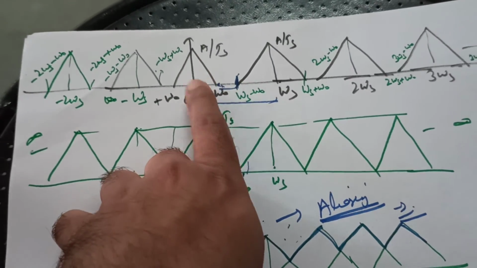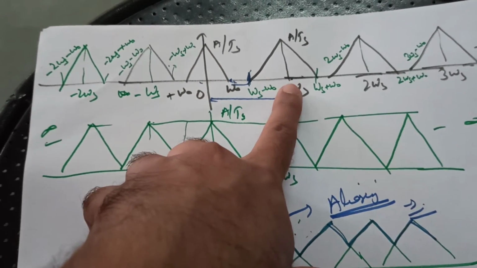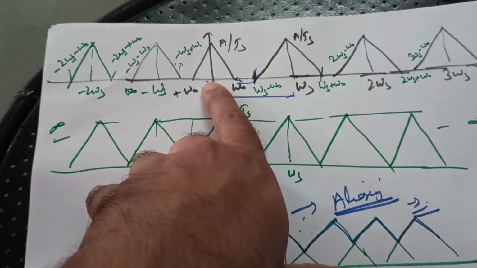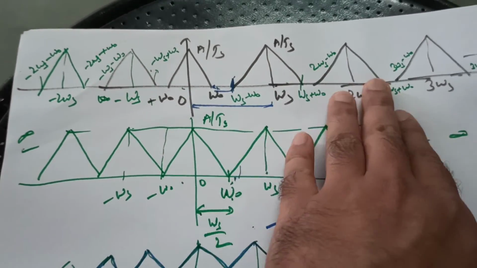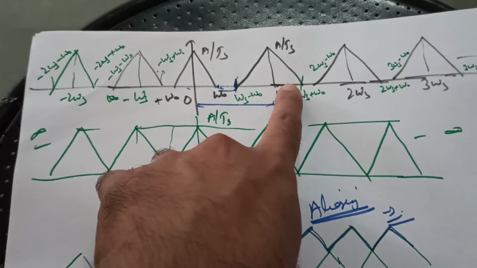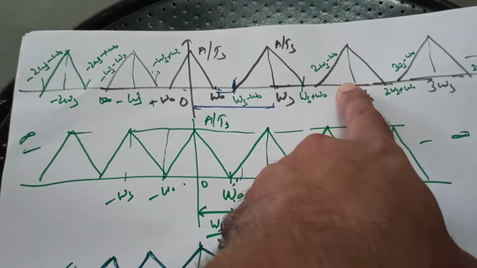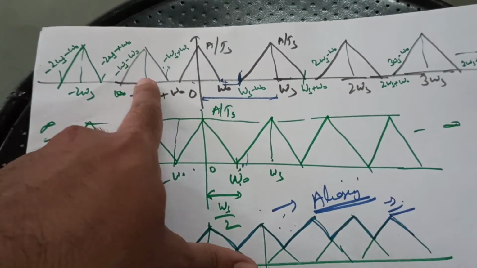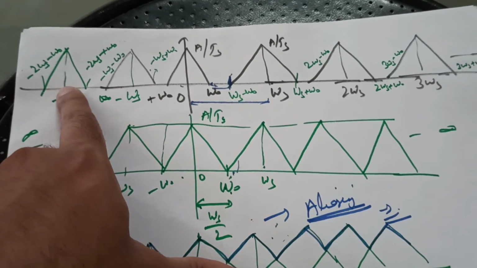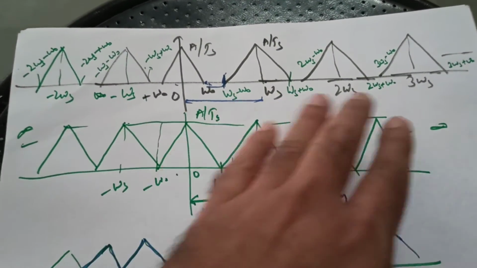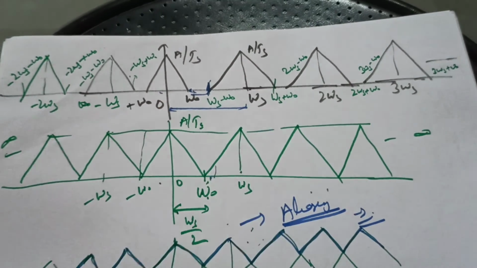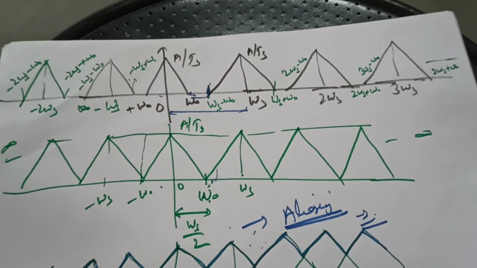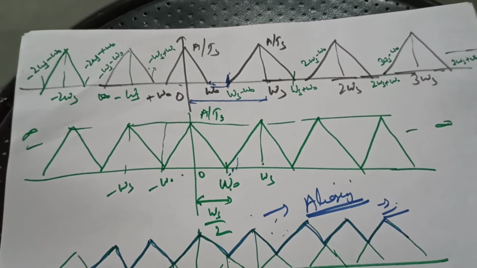Again I am repeating it, that this is omega naught, this is omega s, this is omega minus omega naught, this is 0. These are the shifted versions of this. This is omega minus omega s, this is omega minus 2 omega s, this is omega minus 3 omega s, and so on. These all are added and the amplitude is multiplied by 1 upon Ts. Clear? Till this point it is very much clear.